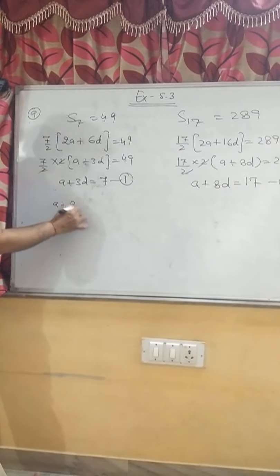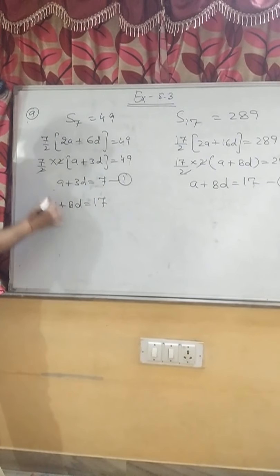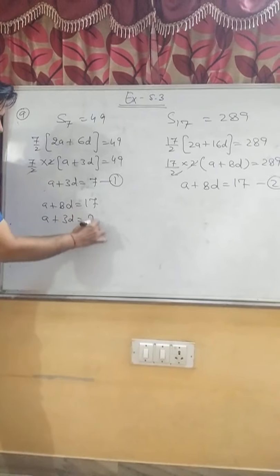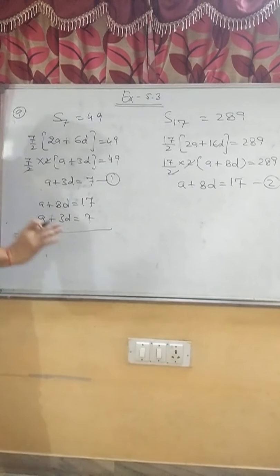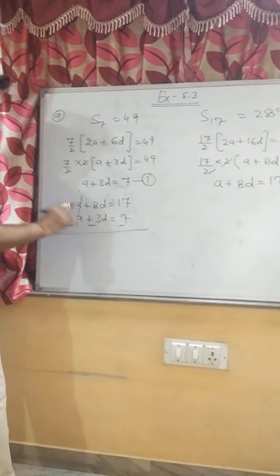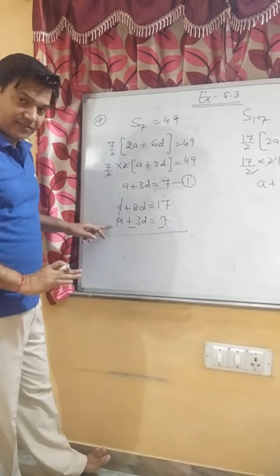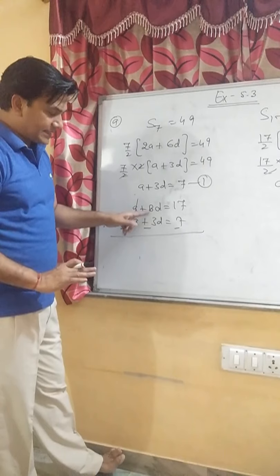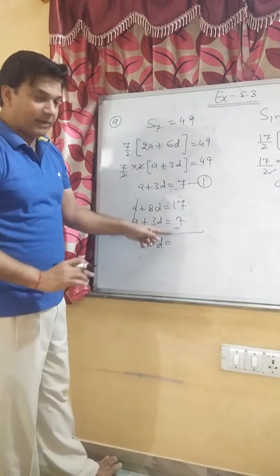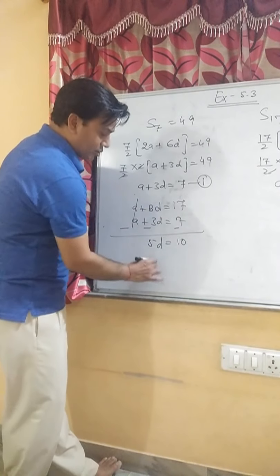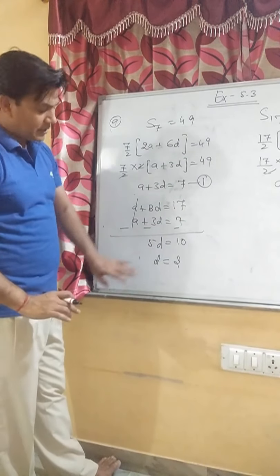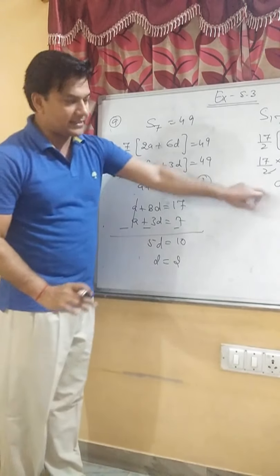a plus 8d is 17, and writing the second equation downwards here. Now change the sign. Minus, minus, minus. These two a's are cancelled because this one is positive, this one negative. And 8 minus 3, 5d. 17 minus 7, 10. So d becomes 2. 5 divides 10, 2 times. Putting this value in the second equation.